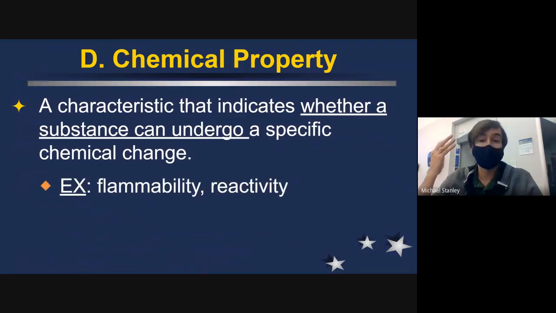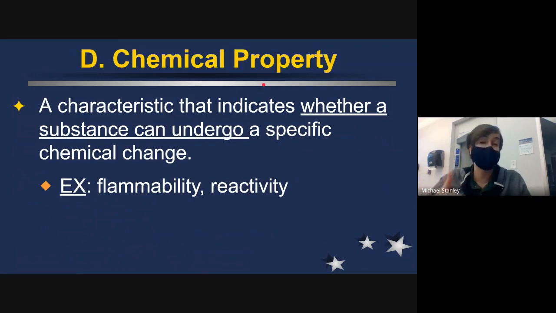So a chemical property is just a description of a substance that tells us if it is likely to go through one of those chemical changes. Like our physical properties that we were talking about earlier were things like color and texture and weight and density and size. Chemical properties would be things like, is this flammable? Is this likely to rust? Is this very reactive with other chemicals? Is this very likely to be volatile, to go up into the air? All of those are chemical properties.